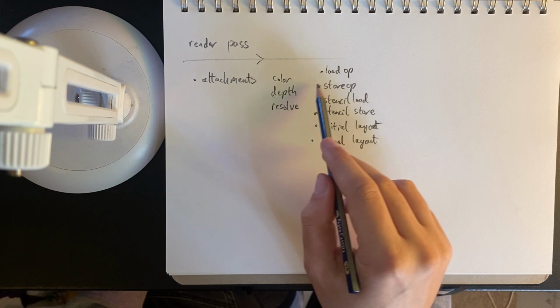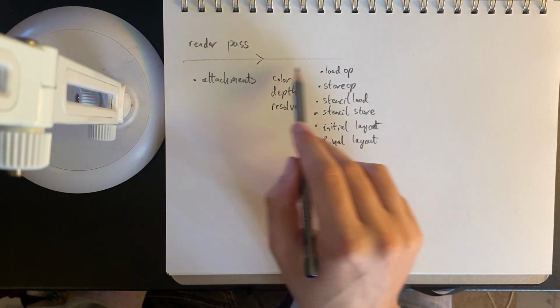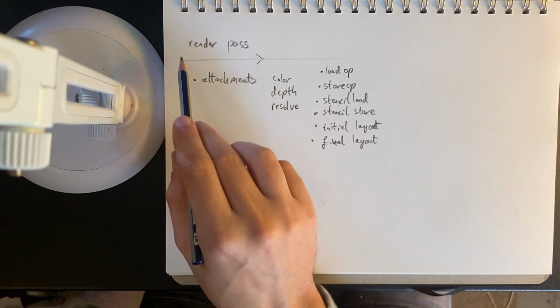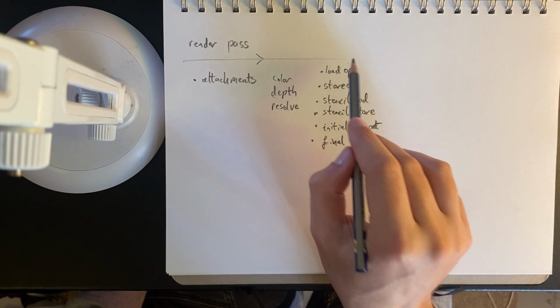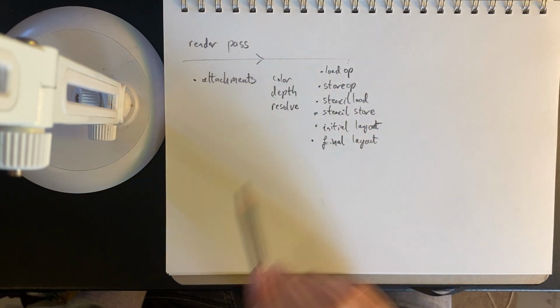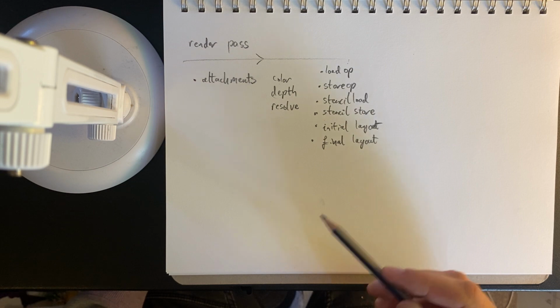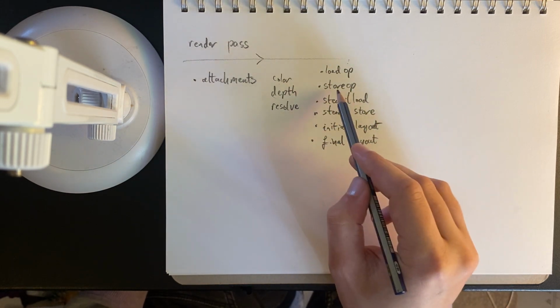And then what's going to happen with the color buffer when we store it? In other words, after the render pass runs, what is going to happen to that color buffer? Most of the time, we're going to use store here.